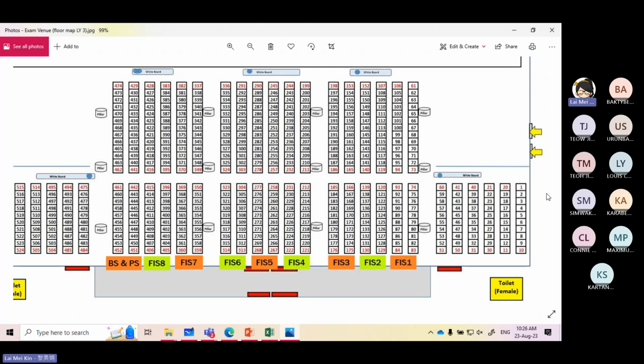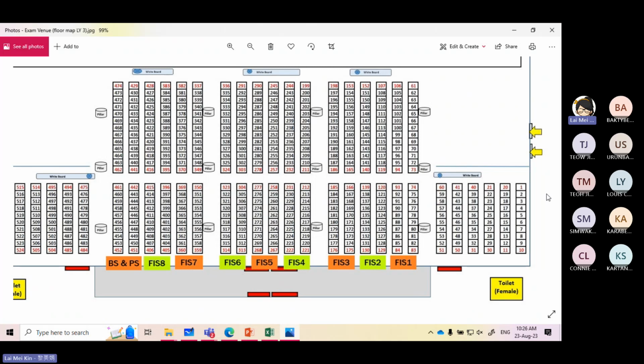We don't need to see anything from the whiteboard. Yes, leave your bag outside before you come in. Anything else? No need to bring laptop. Data booklet, no need. Data booklet not allowed to bring in. You can only use the one provided.